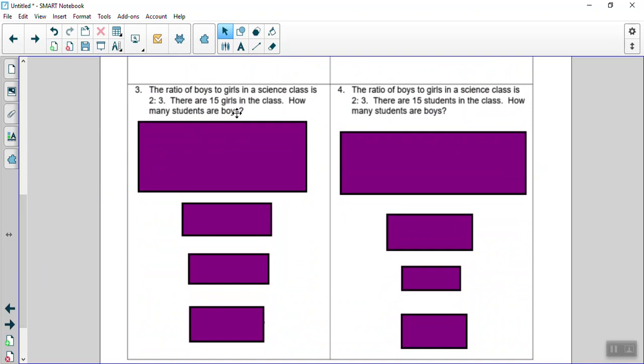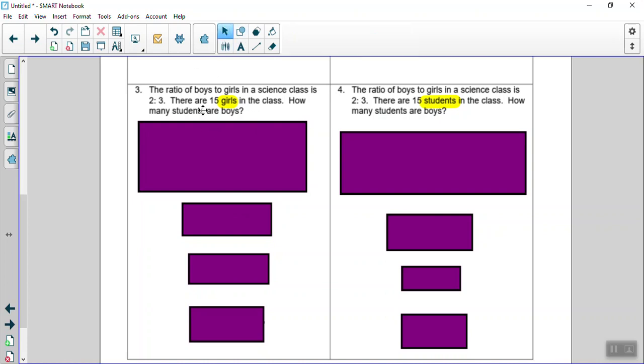These two questions are very, very similar. In fact, they only differ by one word. The ratio of boys to girls in a science class is 2 to 3. That whole sentence is exactly the same. There are 15 girls in the class versus there are 15 students in the class. That one word is going to change our entire answer. So we want to be very careful when we solve these two problems, and I'll show you the difference.